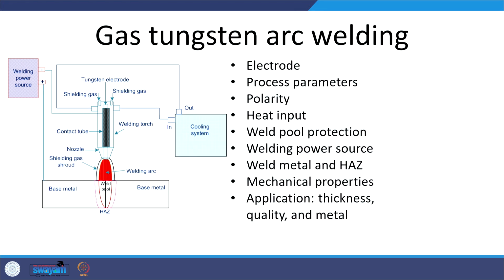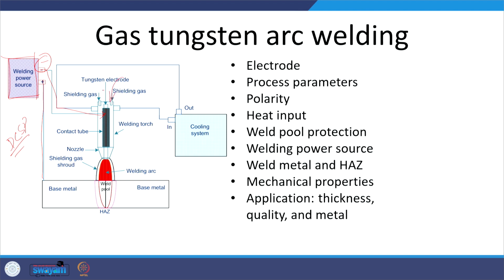So, here we have the power source. The electrode is connected to the negative terminal, we can see here the tungsten electrode, and the positive terminal is connected to the workpiece. So, this is the DCSP, straight polarity. The power will be delivered to the electrode, and this electrode will be mounted in the contact tube. This is a welding torch.